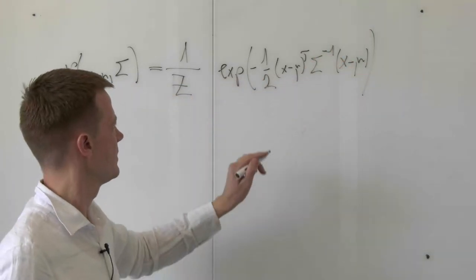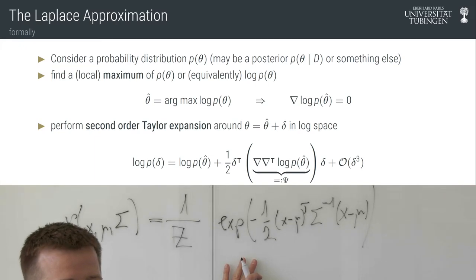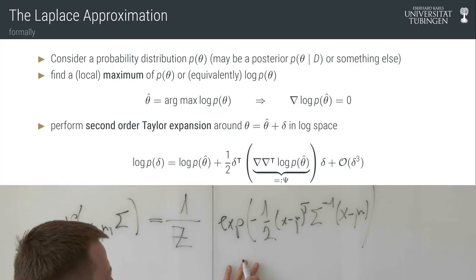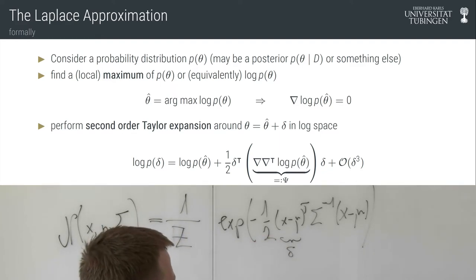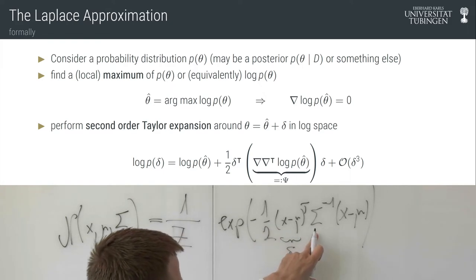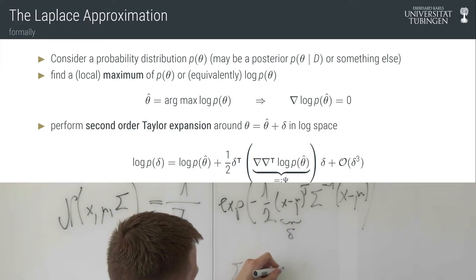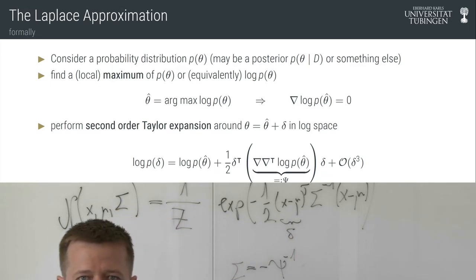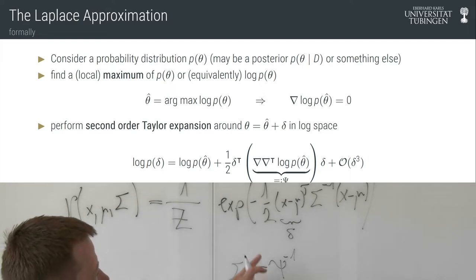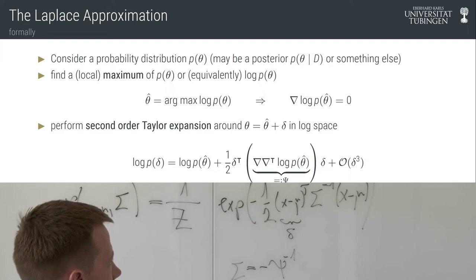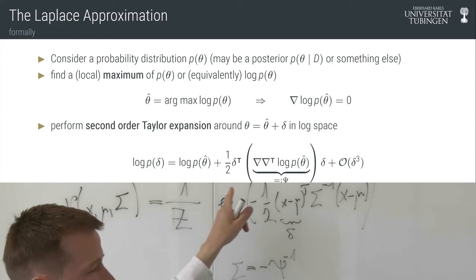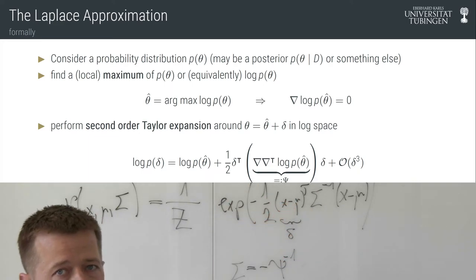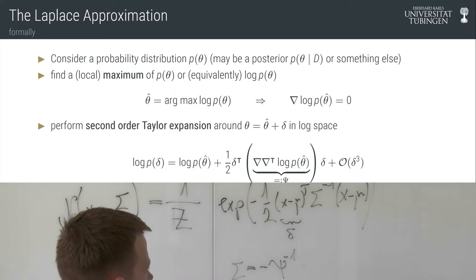Notice that this expression looks a lot like what we have on the slide here. We just need to be a little bit careful with the definition of all the quantities. If we call this expression delta, then we can identify sigma with minus psi inverse, assuming that it can be inverted, because we need a minus in front, right? And the point where delta is zero is the point where this expression is maximized. It's mu, the mean of the Gaussian, and that is going to be theta hat.